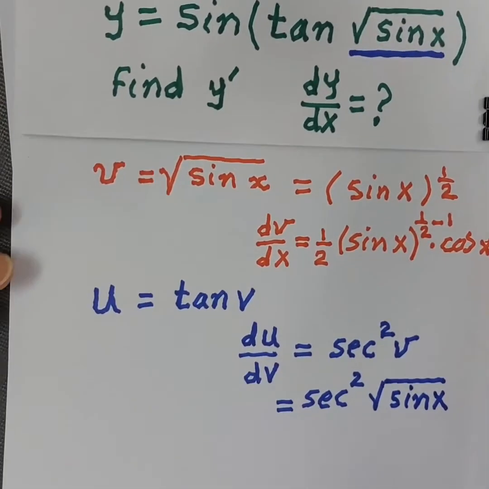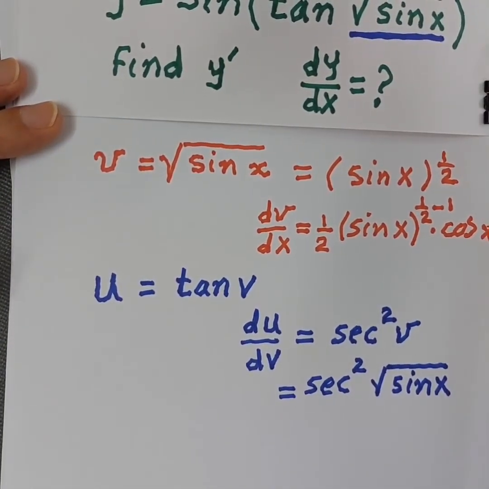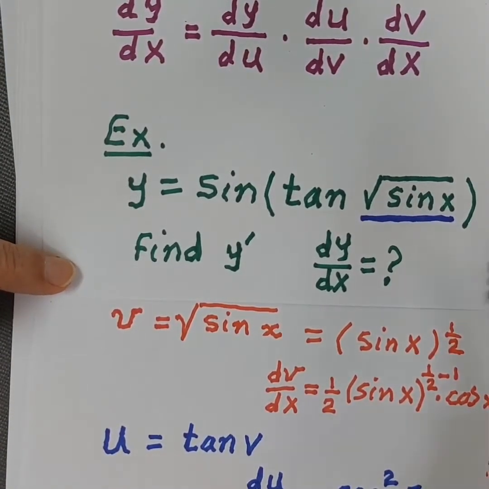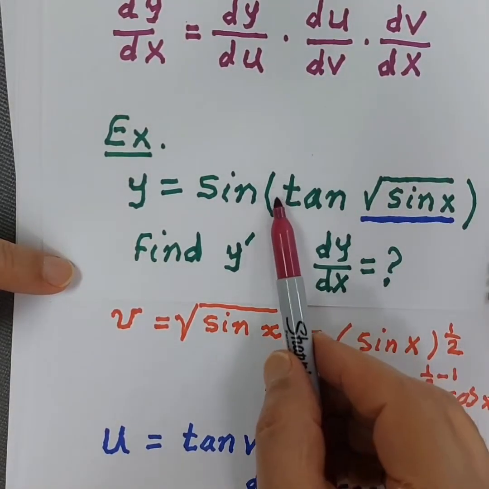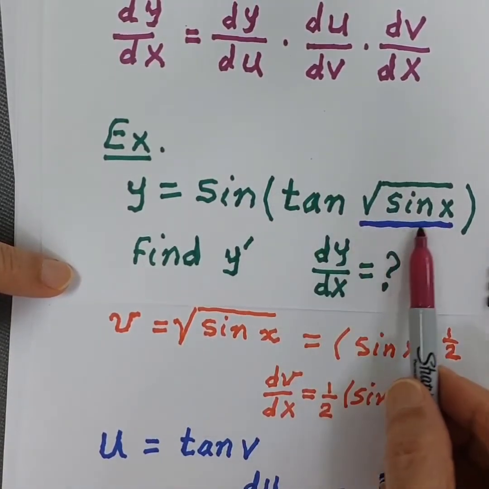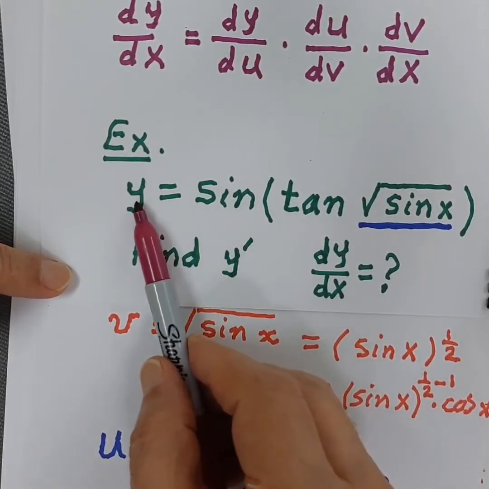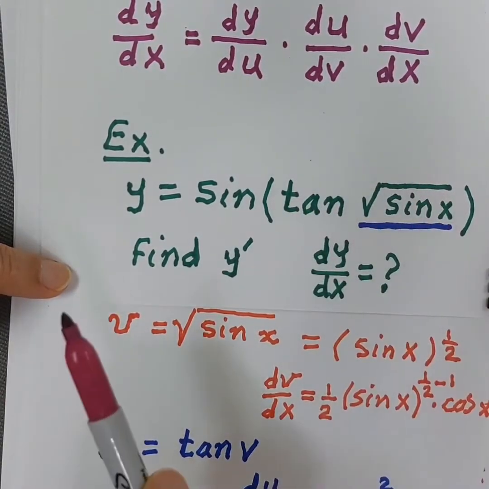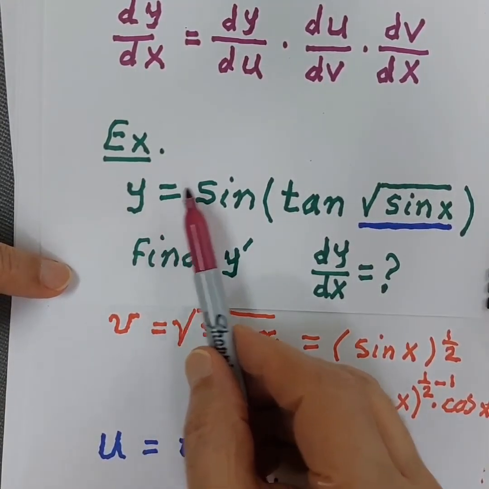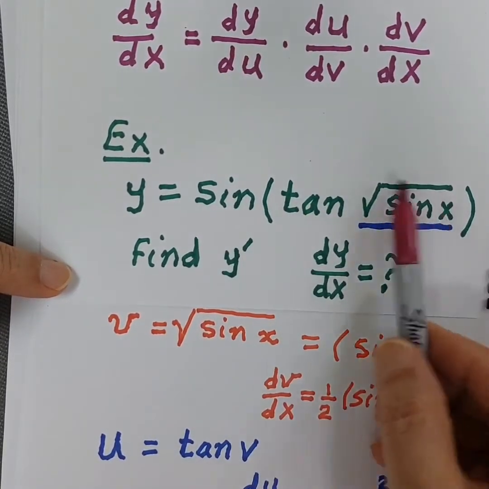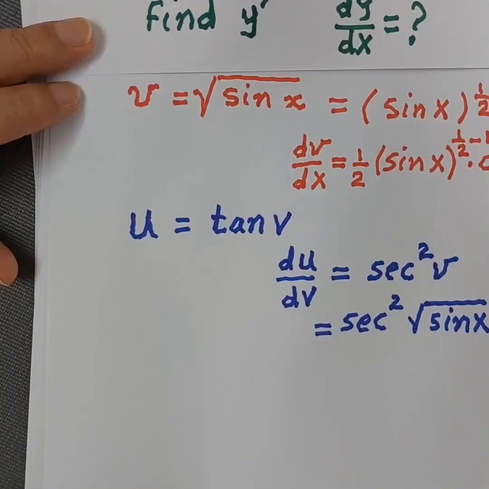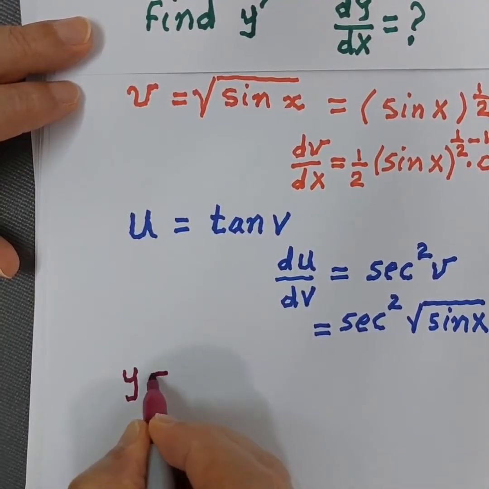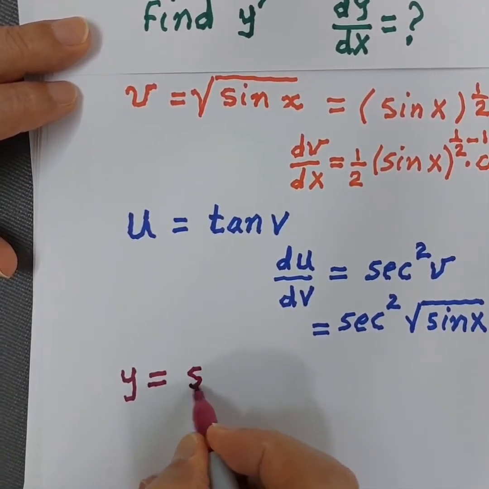Okay, then we move to the third function. What is the third function? Here we said all this now became u. So we have now y is equal sine u. Instead of this is u. So the third function will be y is equal sine u. Here's u. Okay? So the third function we said y is equal sine u.